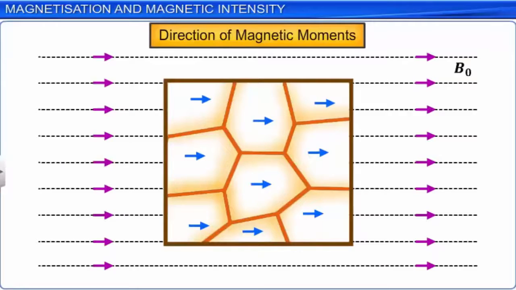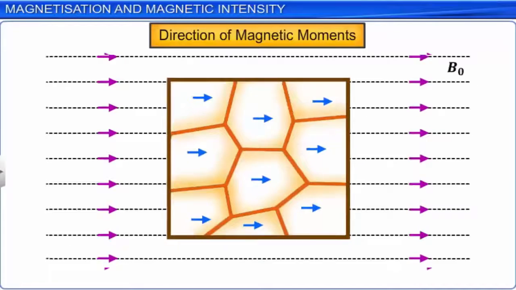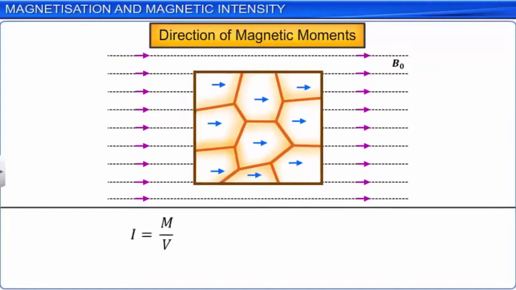Thus, the net magnetic moment per unit volume is called magnetization or intensity of magnetization. That is, I is equal to M by V. The unit for intensity of magnetization is ampere per meter. Its dimensional formula is M0 L-1 T0 A1.